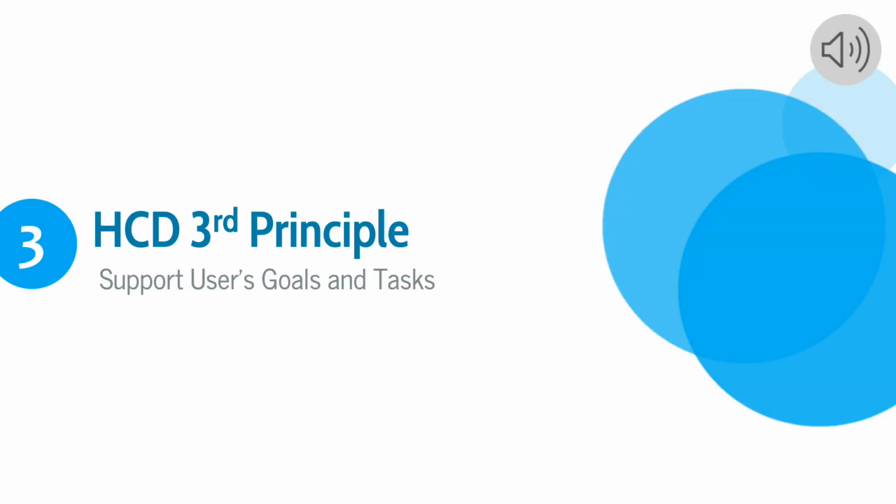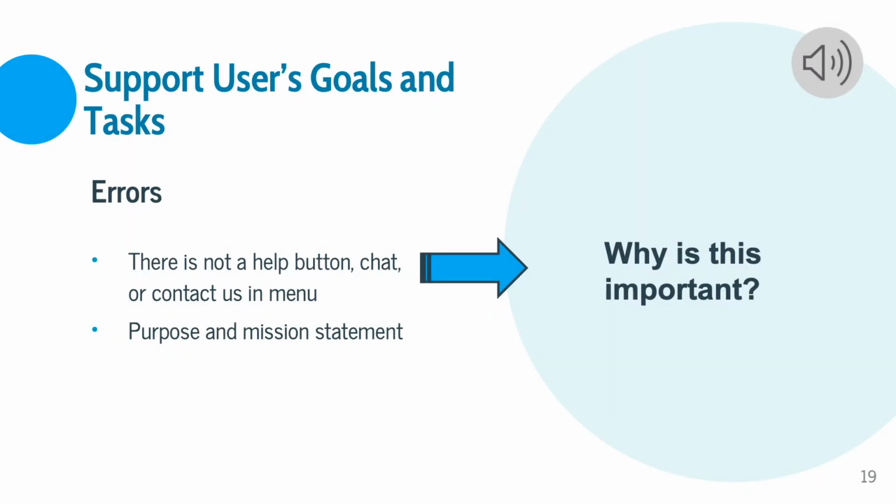The third human-centered design principle we are going to be discussing is supporting the user's goals and tasks. The errors we found that don't support the user's goals and tasks are that there isn't a help button, chat, or a contact us menu, nor a purpose or mission statement. In other words, it makes it difficult for the user to reach out and understand the goal.